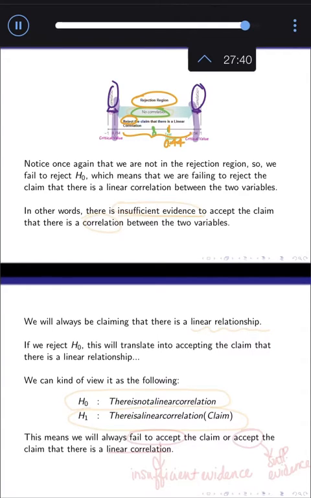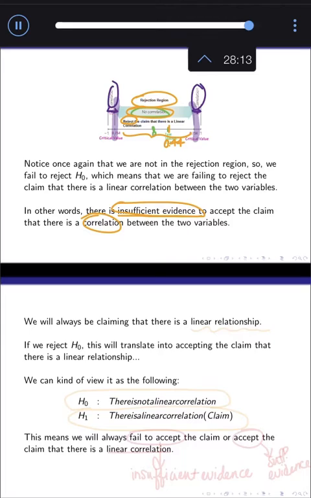So we're going to say that there is insufficient evidence to say that there is a linear correlation. We couldn't say that there's a correlation, so we're going to say there's not enough evidence to say that there's a correlation, because we're falling inside the middle, where we're saying that there is no correlation.